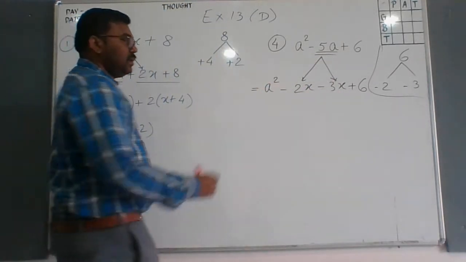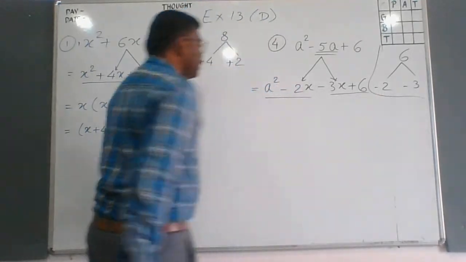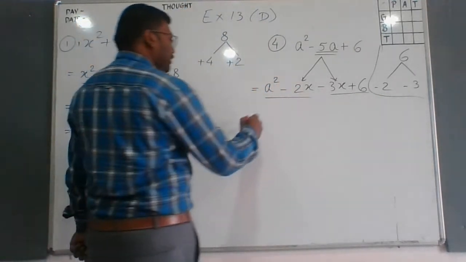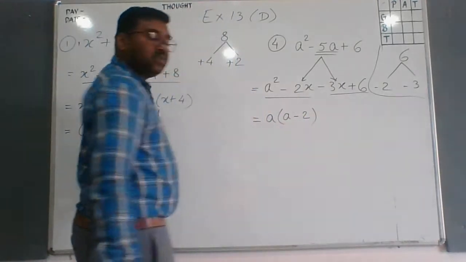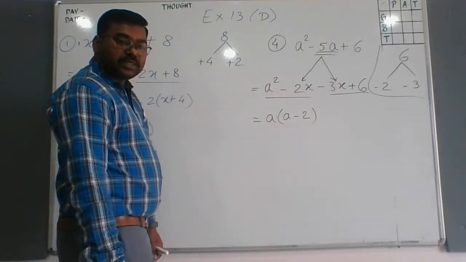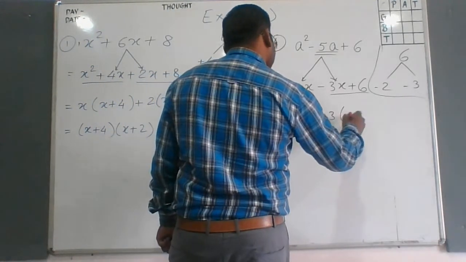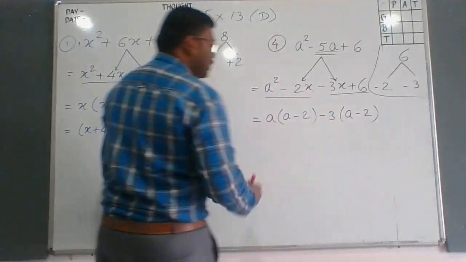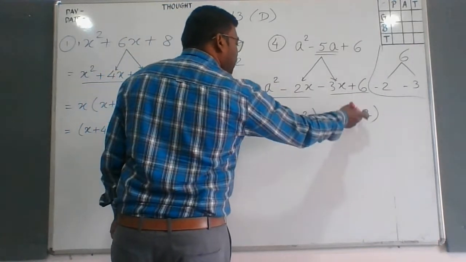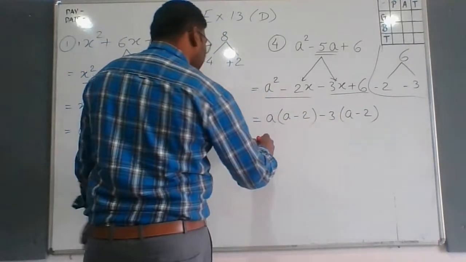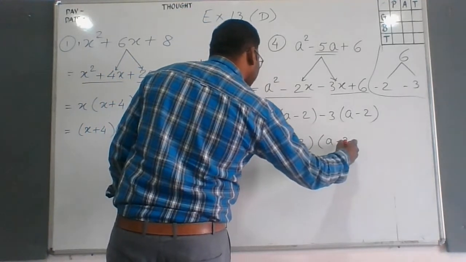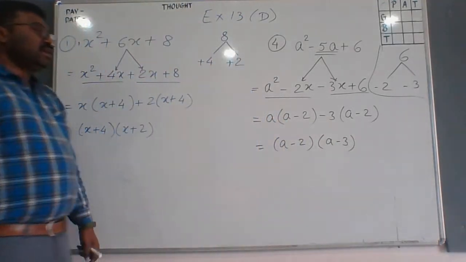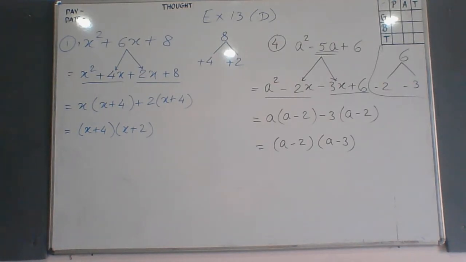Got it? Now the first pair. What is the common thing in the first pair? a is common, so we can write a minus 2. And from the last two terms, minus 3 is common, so we can write a minus 2. When we take this minus sign, this plus will become minus. Again, there are two brackets, a minus 2 and a minus 3. These are the final factors of the given expression. Okay.